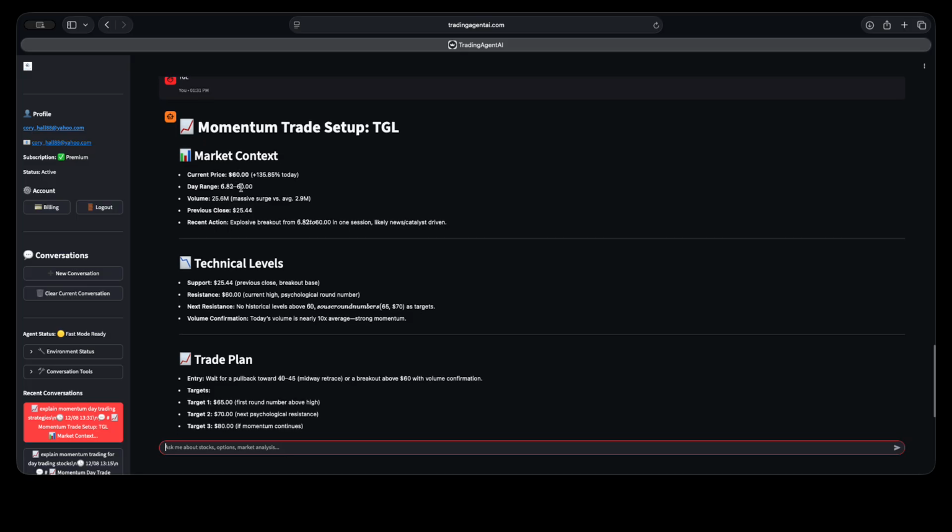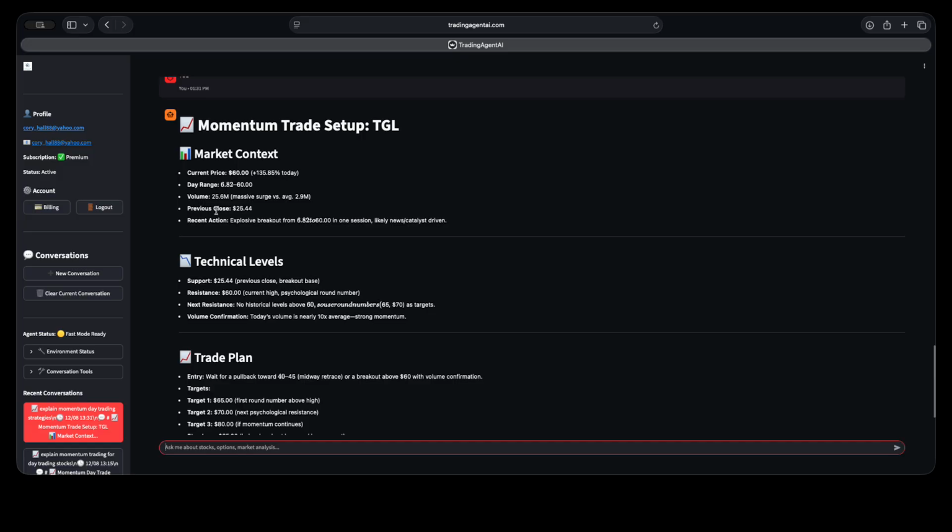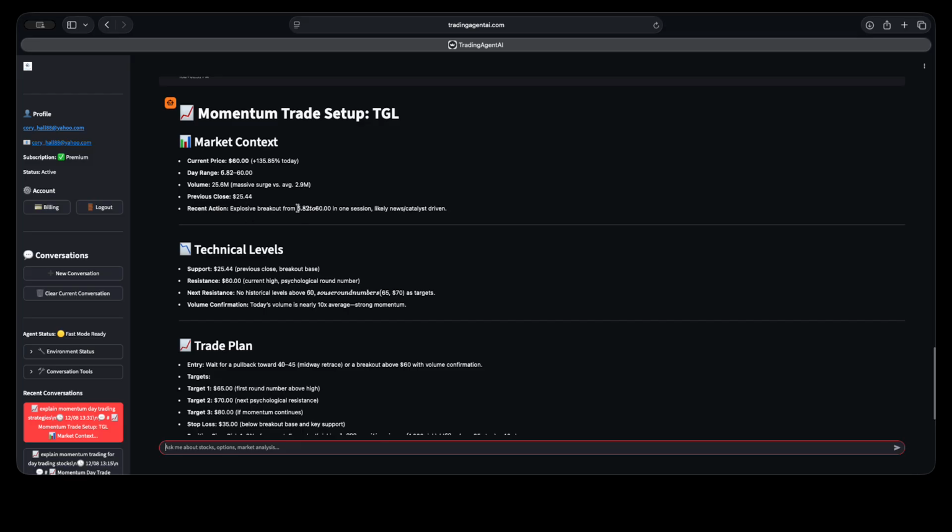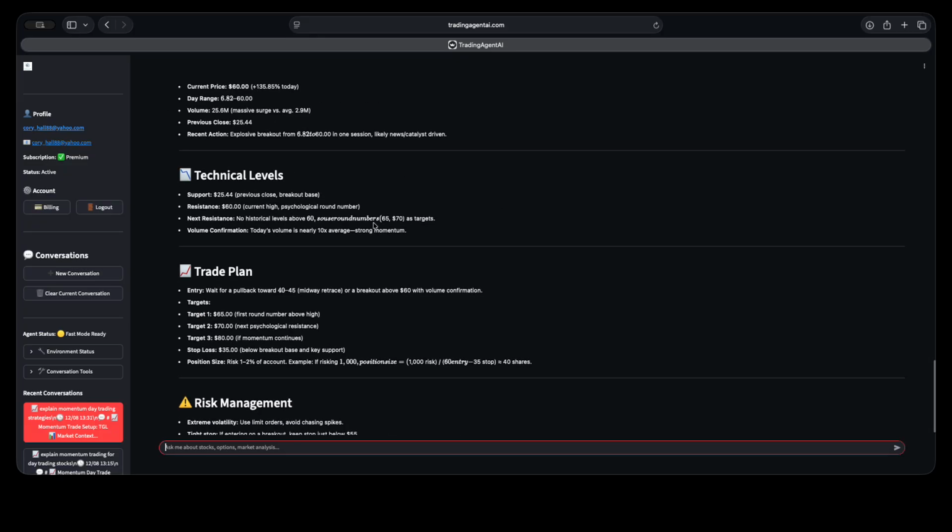So the current price is $60. Massive jump in the pre-market. The average volume is 2.9 million. Today's volume is 25.6 million. So that's a massive volume surge. The previous close was $25, so we've got continued momentum here. Explosive breakout from $6.82 to $60 in one session, likely news or catalyst driven.